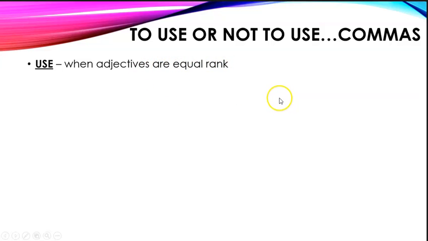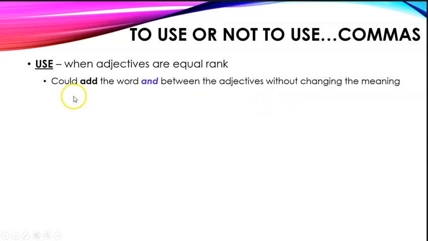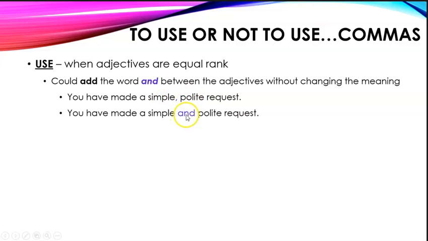Okay, well, how do we know if they're equal rank? Well, if they're equal rank, you can add the word and between the adjectives without changing the meaning of the sentence. You have made a simple, polite request. If I added the word and between simple and polite, it does not change the meaning of the sentence at all. You have made a simple and polite request.